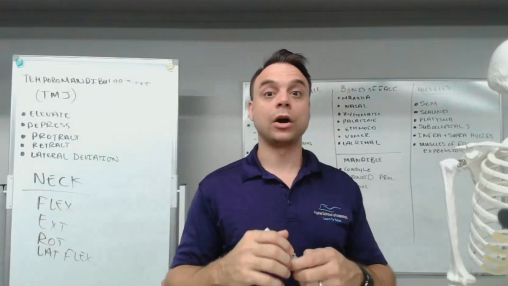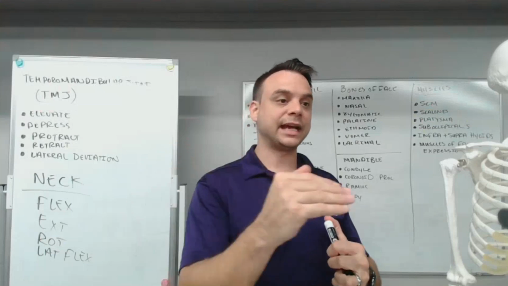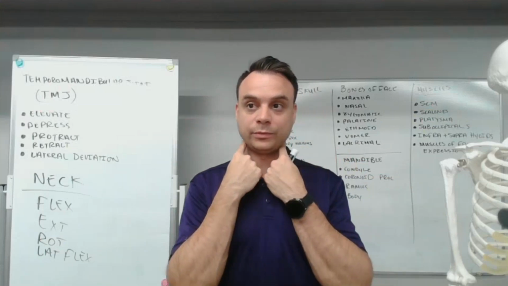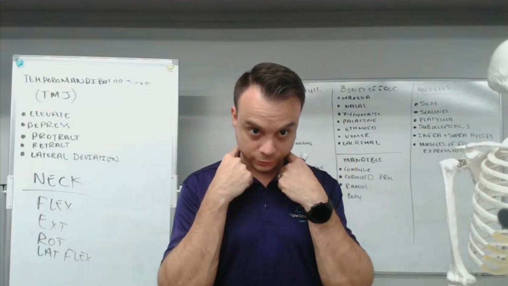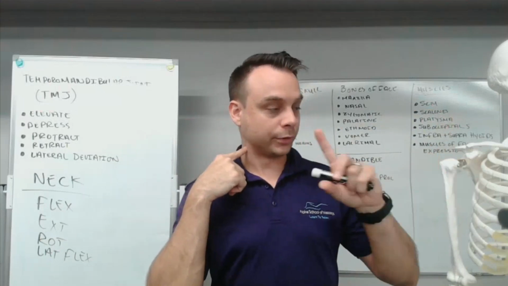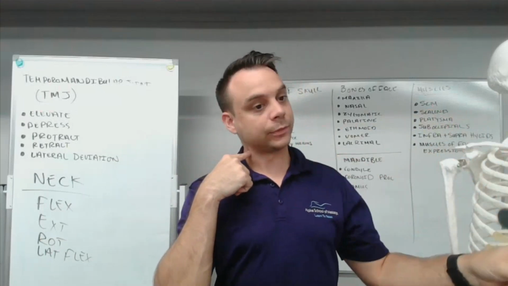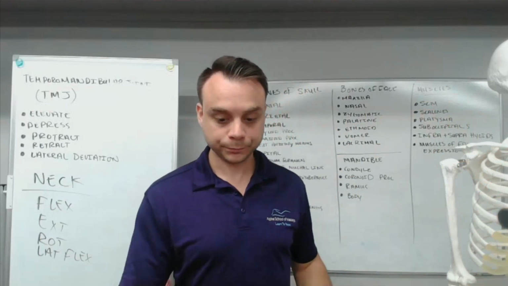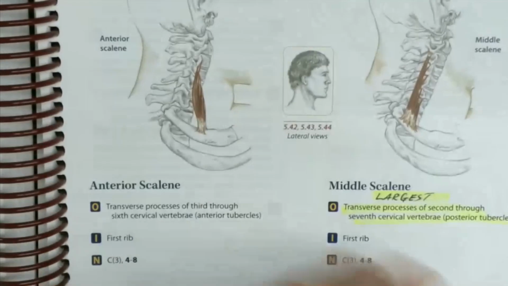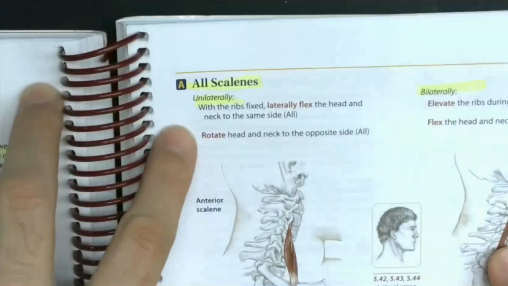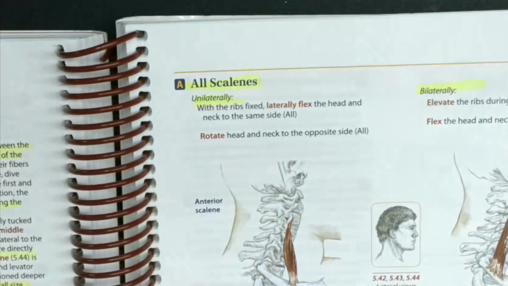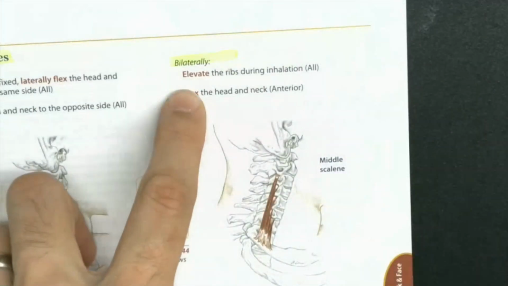So that means that the actions of the scalenes are exactly the same as the SCM, which means that if both sides of these 2 muscles contract, I'm going to flex my neck forward. If one side contracts, I'm going to rotate my head to the opposite side, and I'm going to laterally flex my neck, which you can see here in the book as well, right? We have our unilateral actions, which are to laterally flex and rotate the head to the opposite side. Bilaterally, we can elevate the ribs.